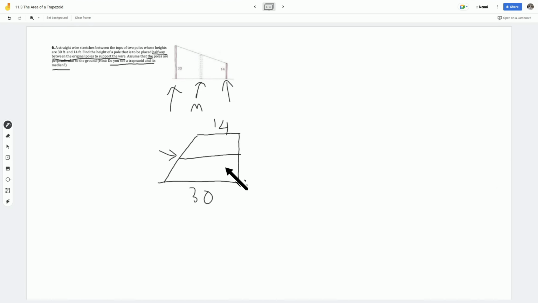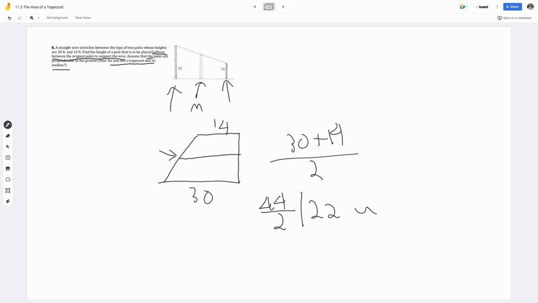So we just need to find this. And in order to find the median, we just take the average of the two bases, which is 30 plus 14 over 2, or 44 over 2, which is 22. So this is our answer. The pole is 22 units long.